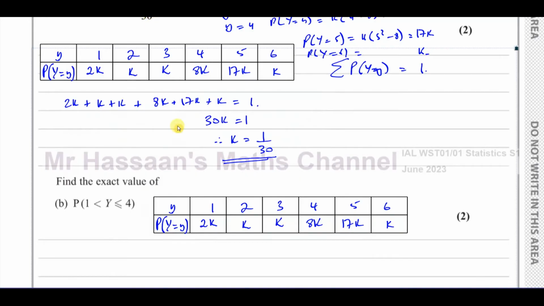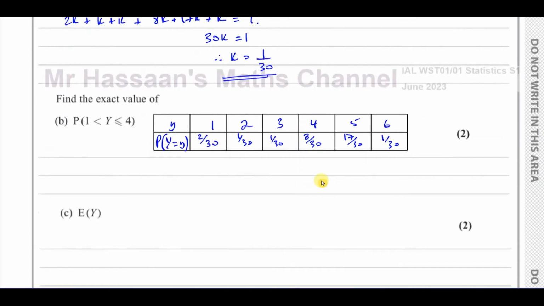All right, so now I'm going to put some values in here. We know k is 1 over 30, so the first is going to be 2 over 30. I'll leave it in unsimplified form because I might have to add these together, and I'll have them all with the same denominator. So this is going to be k and k, that's 1 over 30 and 1 over 30. For 4 it's 8 over 30, 8 times 1 over 30. For 5 it's 17 over 30. And for 6 it's 1 over 30. So I've now put the values of the probabilities according to the value of k that we found.